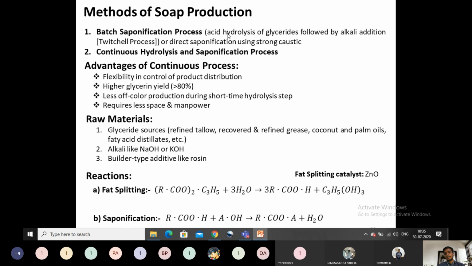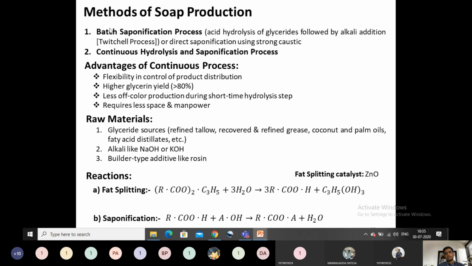In acid hydrolysis, the acid acts as a catalyst in splitting these glyceride molecules. Then the formed fatty acids undergo a reaction with alkali. This process is called the Twitchell process, which is a batch process. The other process is direct saponification. Without any conversion to fatty acids, we can directly add the alkali to the fats or oils and saponify them into soap. These two are the batch processes.